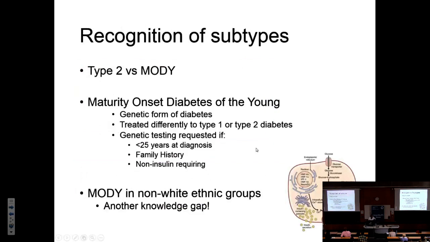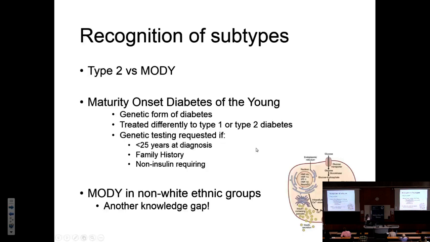Now, that was a bit about type 1. There's also other subtypes to consider. One of my areas of interest is monogenic forms of diabetes. Maturity onset diabetes of the young is a single gene defect that leads to diabetes. It's usually characterized by being diagnosed at young age, having a family history and not requiring insulin. And if you see someone that meets those criteria, you send them off for a genetic test. You do that first because the genetic test can cost up to about £600. So you want to make sure that you're testing the most appropriate individuals.